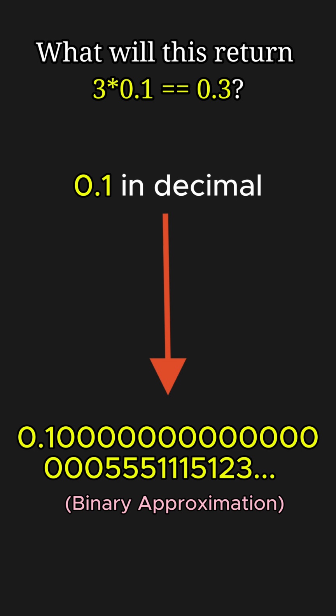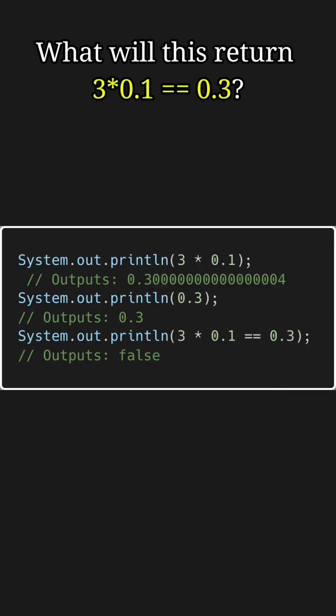And why is that the case? Check out this short video where I explain why 0.1 is not stored accurately in binary, and on the other hand, why numbers like 0.125 are stored perfectly. So 3 * 0.1 is actually equal to 0.3 followed by some zeros and 4. And now if we compare it with 0.3, the result will be false because of the tiny difference.